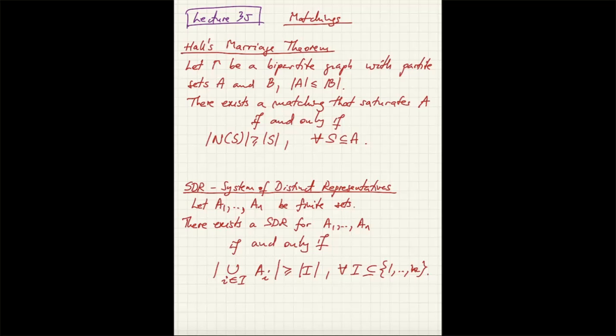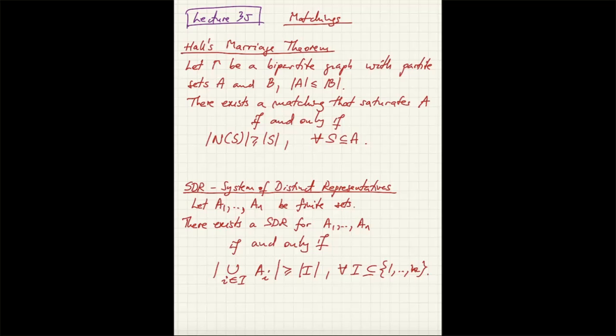And last time we also stated the theorem on systems of distinct representatives. If we have a collection of finite sets A1, A2, ..., An, a system of distinct representatives for such a collection of sets consists of one element from each set, such that all these elements that we picked are distinct.